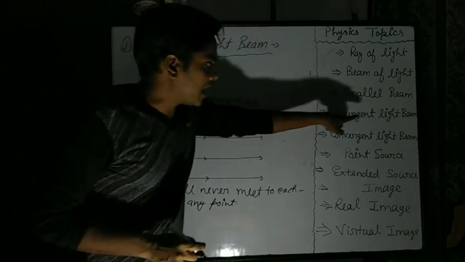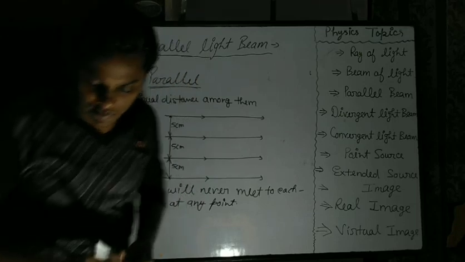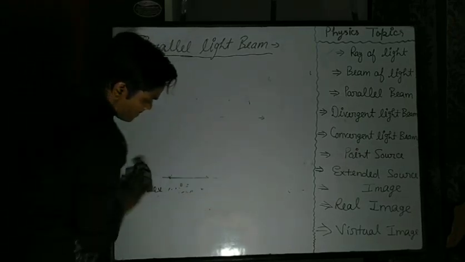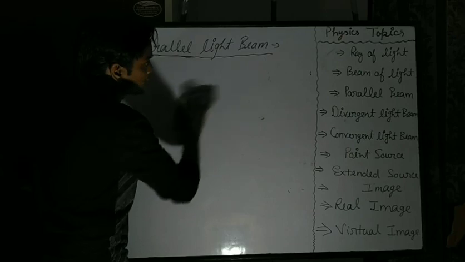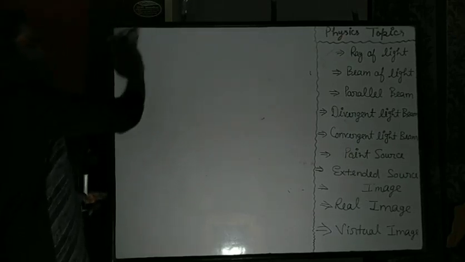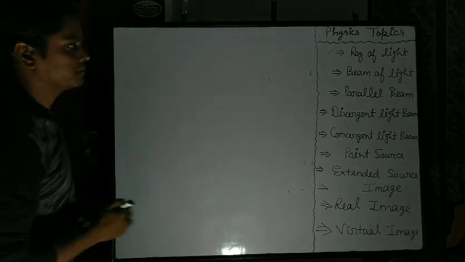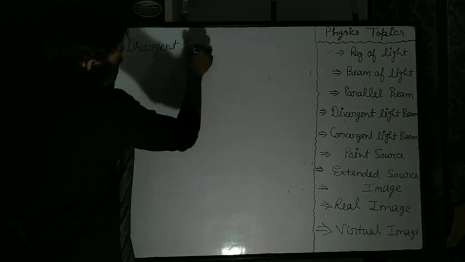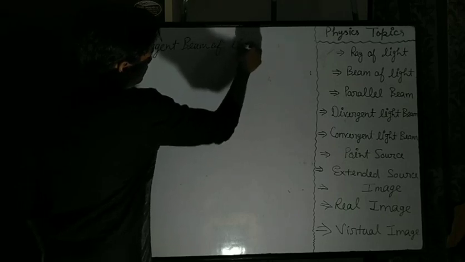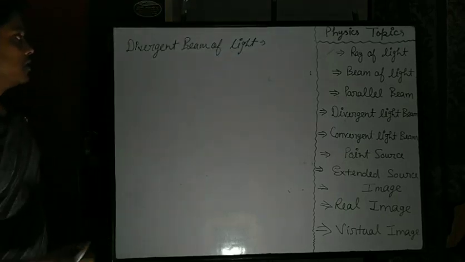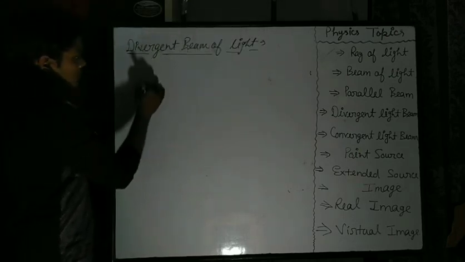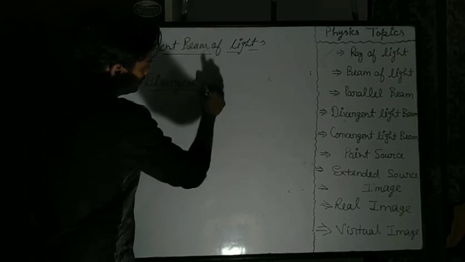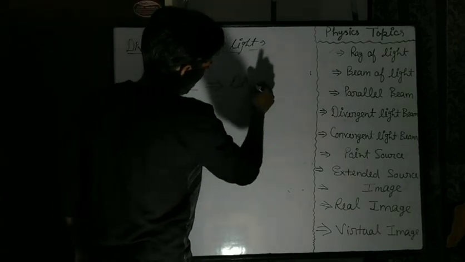Now we will move to the divergent light beam, the second type of the beam of light. See, second one is divergent beam of light. See, listen. See that first word, divergent. It's something like diverge.